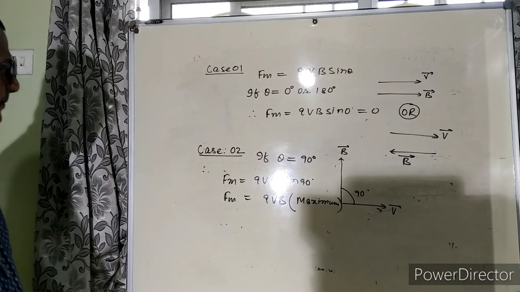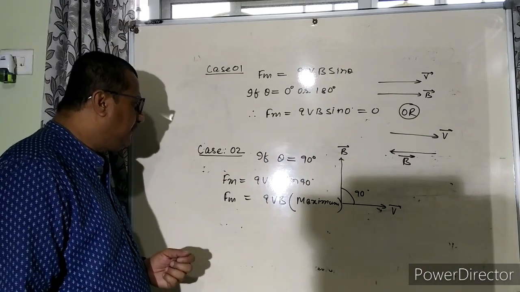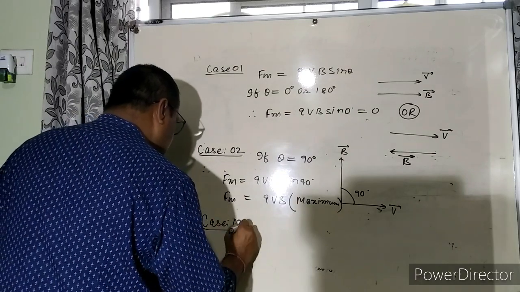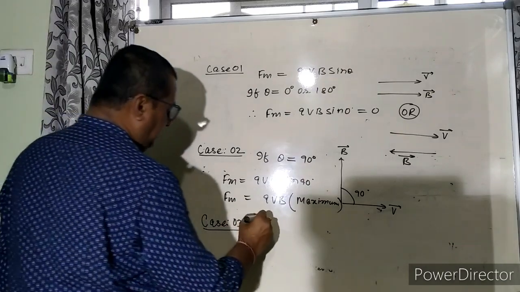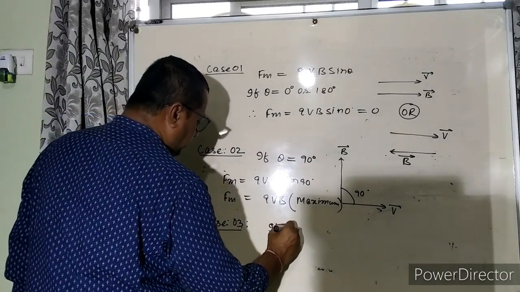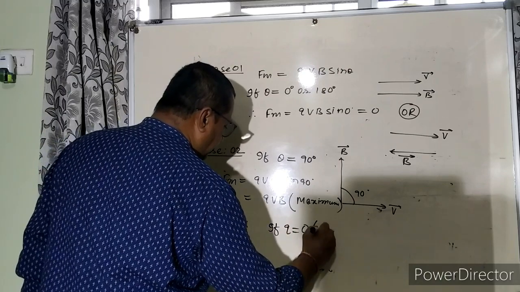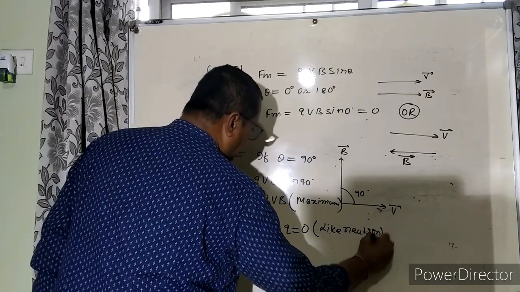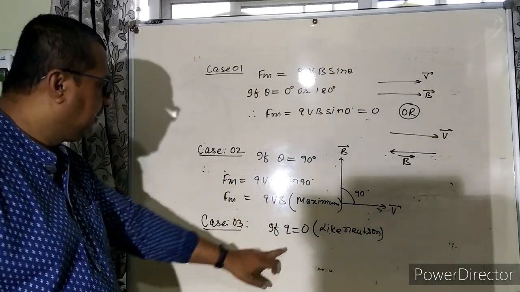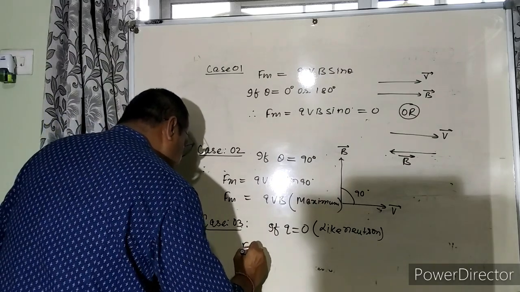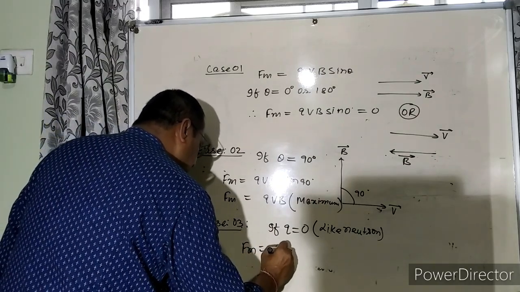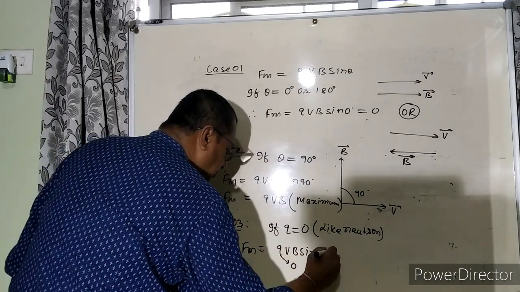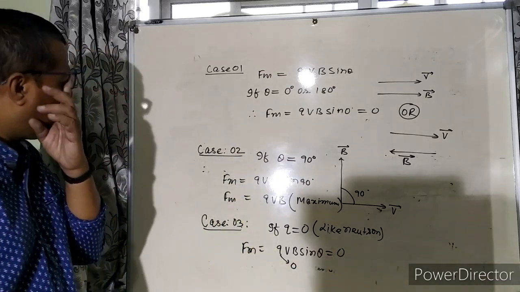I think it is clear. This magnetic Lorentz force also depends on the charged particle. If Q equals 0, like a neutron, because a neutron has no charge, then the magnetic Lorentz force will be equal to Q V B sin theta, and this Q is 0, so the magnetic Lorentz force will be equal to 0.